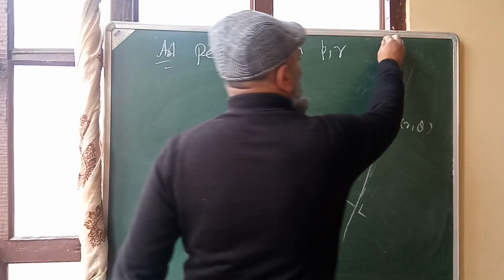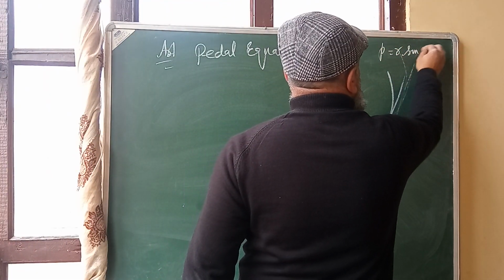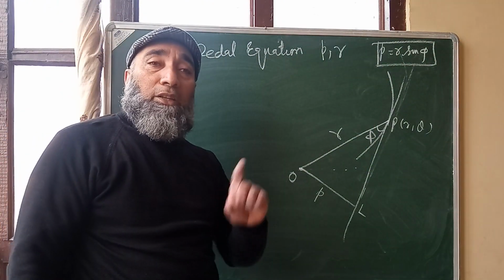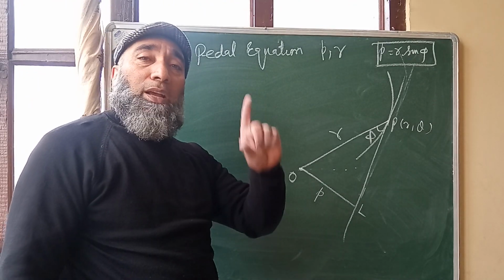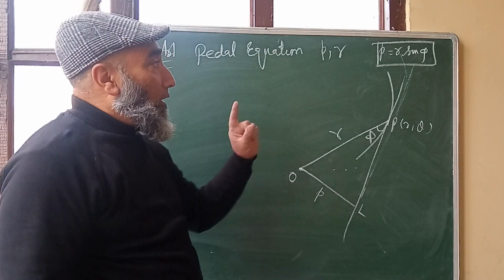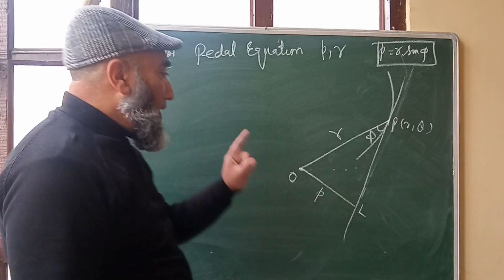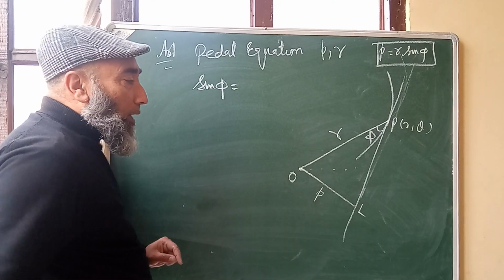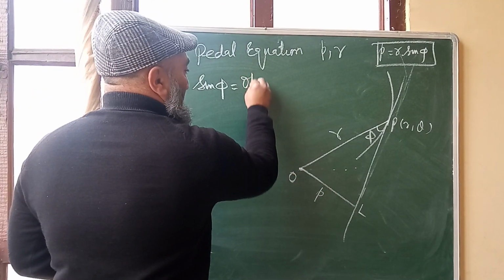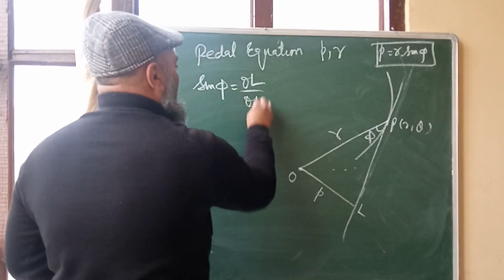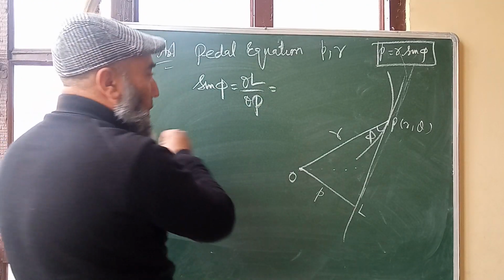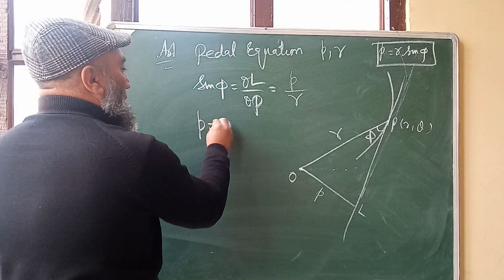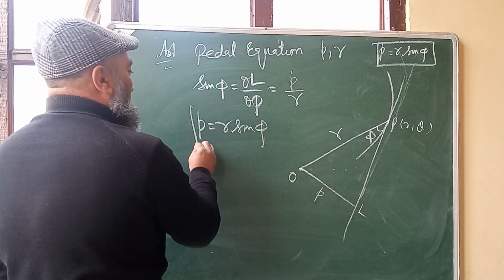What is the pedal equation? The pedal equation is given by p equal to r sine phi. A relation between p and r is known as the pedal equation. Just like the relation between r and theta is known as the polar equation, the relation between x and y is known as the Cartesian equation, the relation between p and r is known as the pedal equation. Fine? So from this I can get sine phi, perpendicular by hypotenuse. This is perpendicular, OL by hypotenuse OP. What's OL? OL is p and OP is r. So p is equal to r sine phi. This is known as the pedal equation.